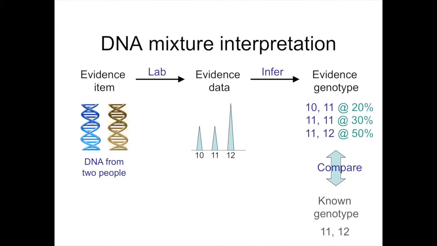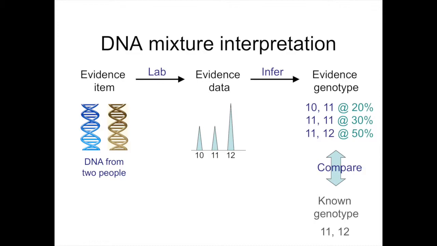But let's stick, for this example, to 2 contributors. So on the left, we have an evidence item that has DNA from, say, 2 individuals. The lab does exactly what it would have done before. It extracts the DNA, it quantifies, it amplifies, and then it separates these labeled fragments out on a genetic analyzer. And now we see evidence data that can contain more than 2 alleles, which is an indicator that there may be more than one person in here. And in this case, we see a 10, 11, and a 12.